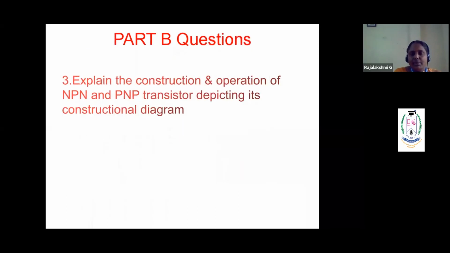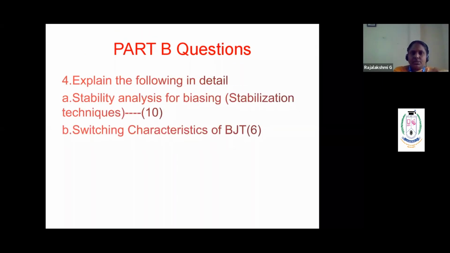This is about NPN and PNP transistors. The same way I told you earlier, talk about emitter, base and collector, and talk about how the electrons move from the emitter region to the base and from the base to the collector region. Everything you have to explain. And I think this is the last question.